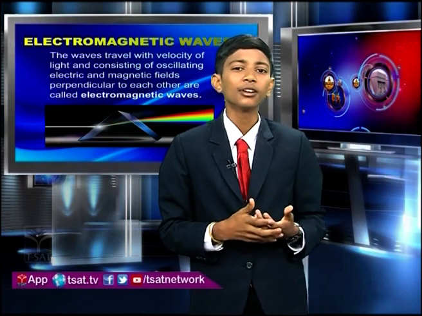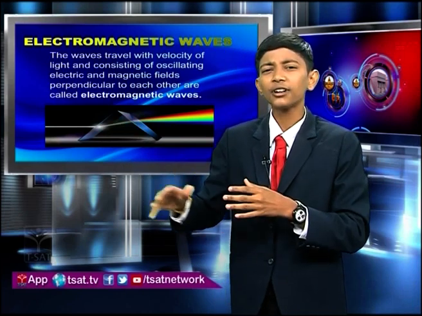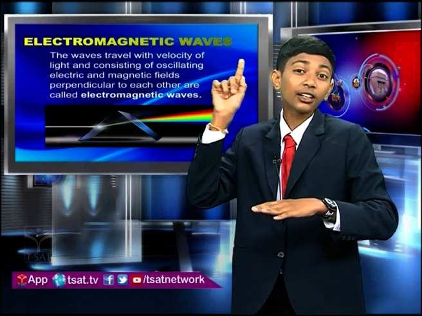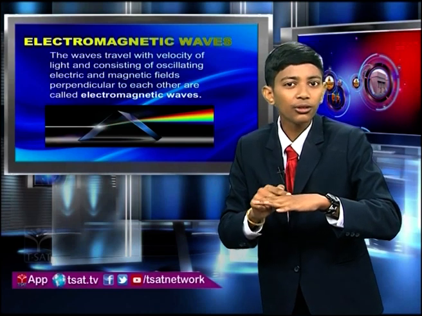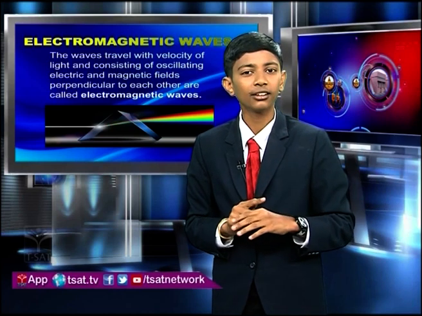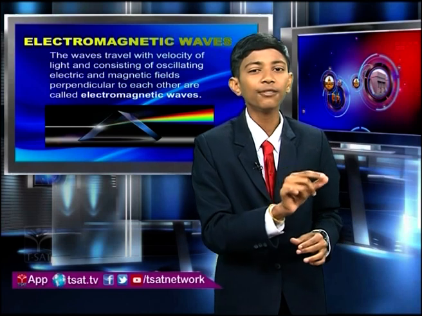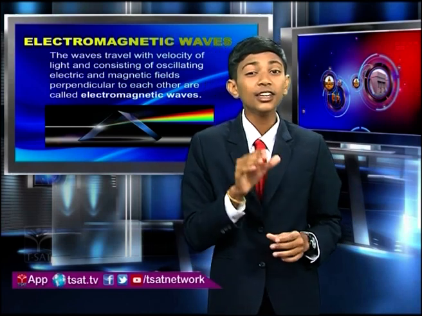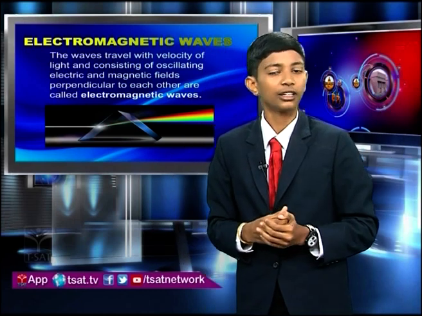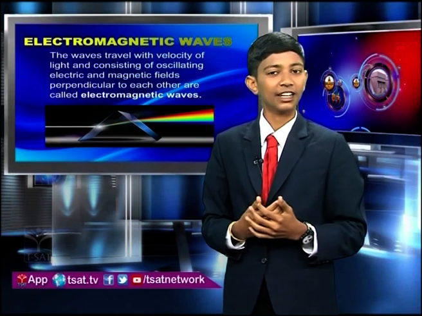Sometimes, whenever we stand under the sunlight, we may feel some warmness on our skin, and that warmness is due to another kind of electromagnetic waves produced by the sun, the infrared rays. These infrared rays are also an example of electromagnetic waves. Another example is ultraviolet rays.